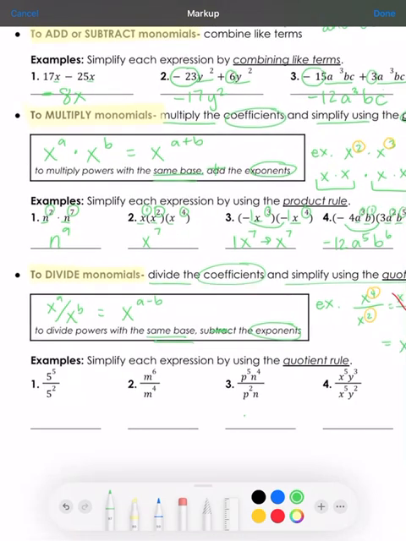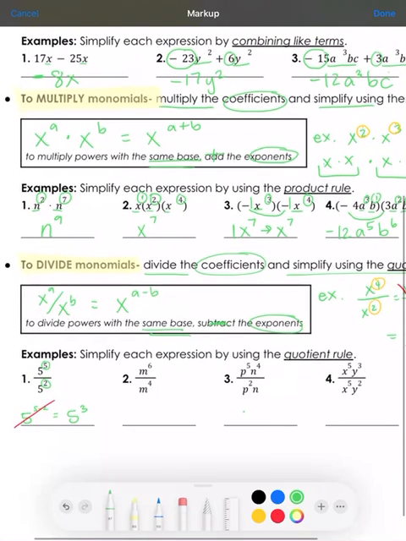On number 1, you don't always have to have a variable as your base. In this case, 5 is our base. So you might be tempted to just divide 5 divided by 5, but this isn't a 5. This is 5 to the 5th power, and this is 5 squared. So these are not coefficients, these are bases. So we're going to just subtract the exponents. 5 minus 2. So I have 5 to the 5 minus 2, which equals 5 to the third. Now, you don't actually have to write this step here. I was just showing you how I got my final answer.